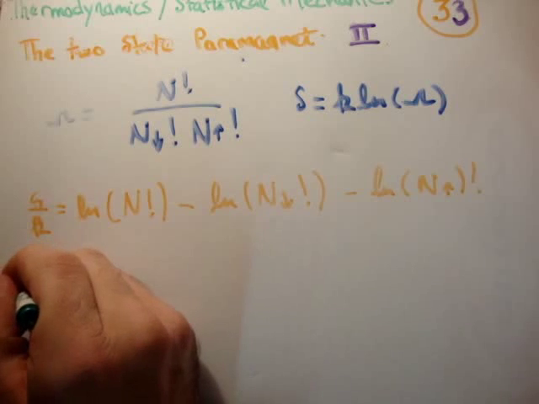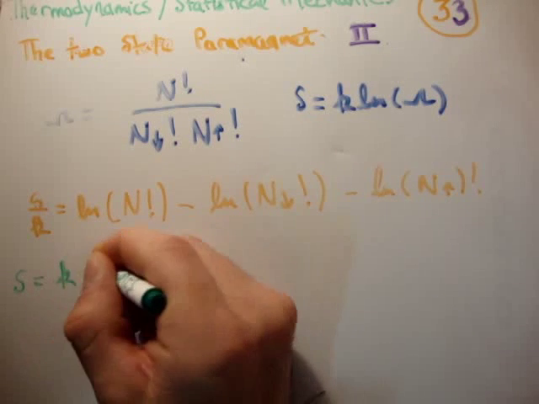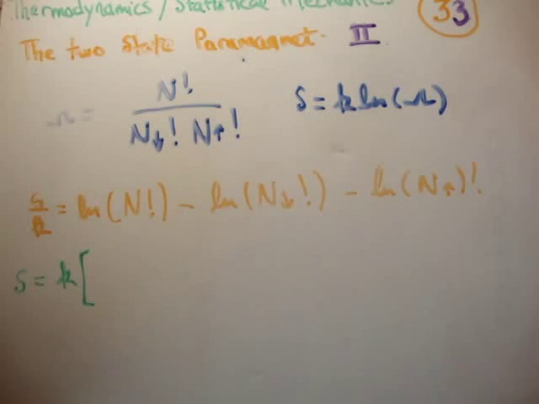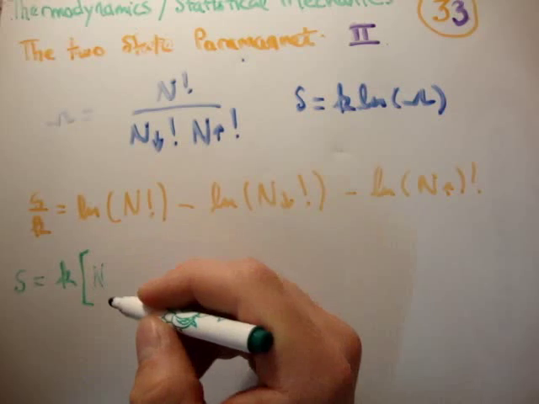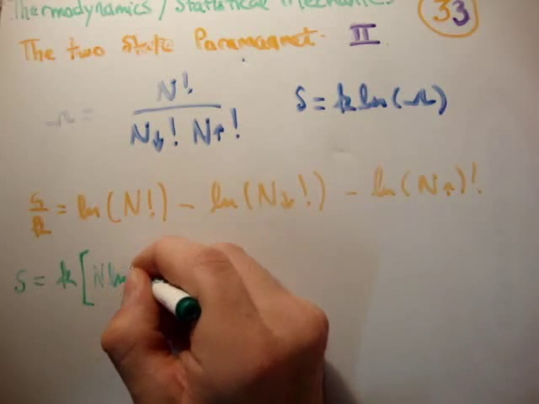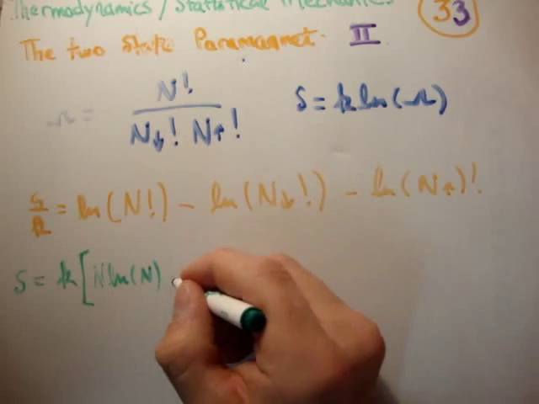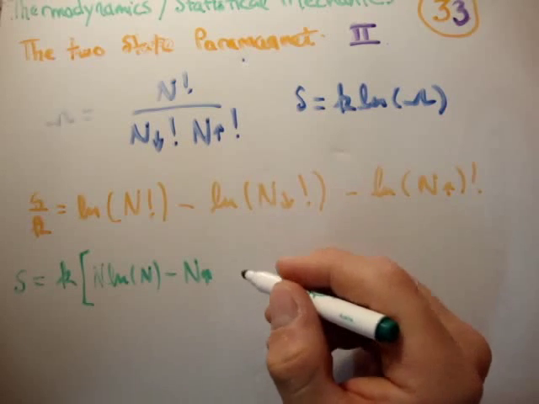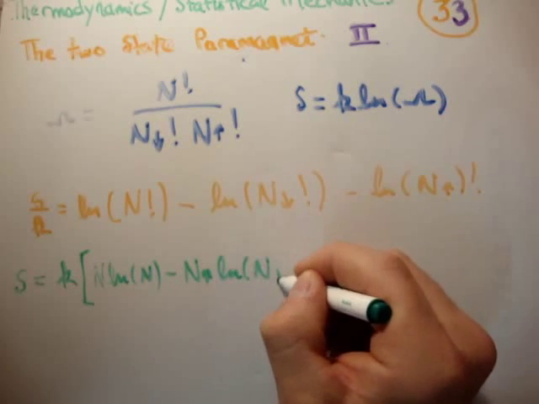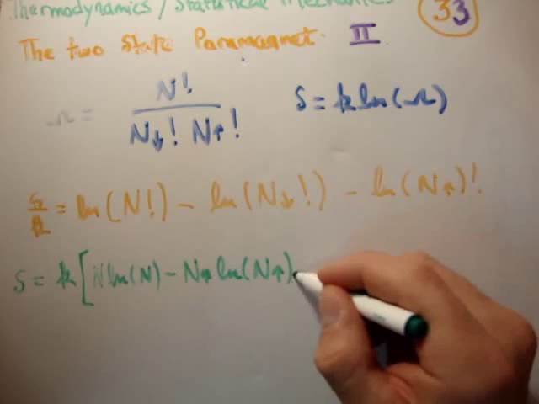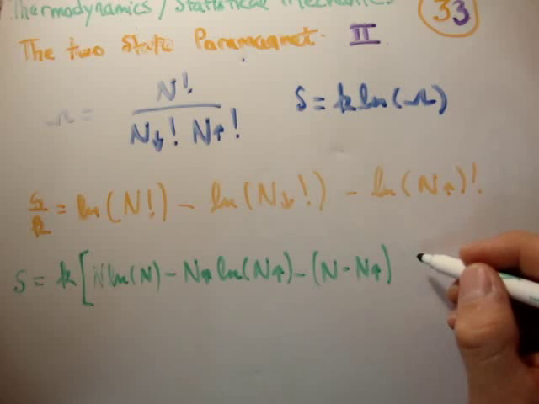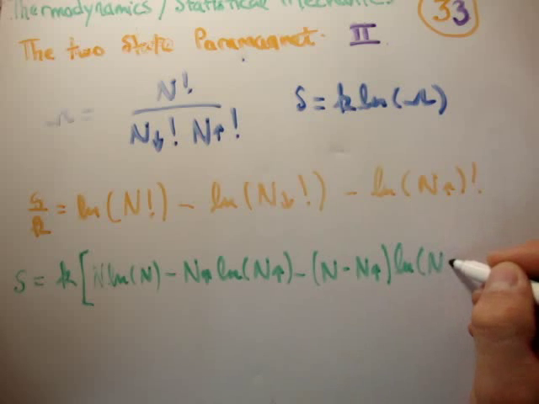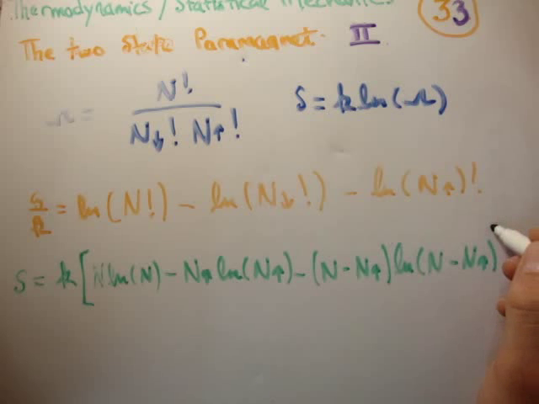So very quickly, by applying that, we can get the functional form of the entropy, namely that it's Boltzmann's constant outside the following: capital N log capital N, that's the total number of dipoles, minus N up log N up, minus N minus N up, log N minus N up.